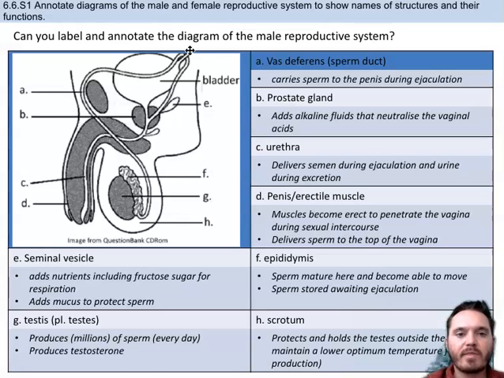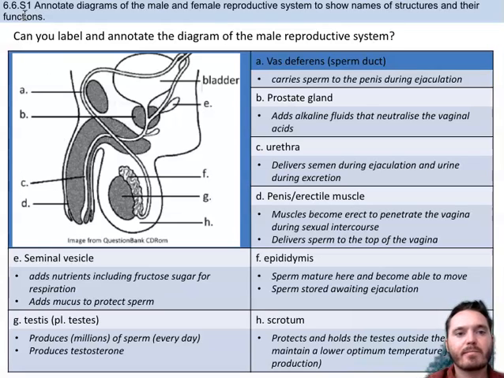Okay, so the sperm then goes again to the epididymis first. It's stored there, and then it is going to move through the vas deferens. The seminal vesicle adds some nutrients to the sperm. We have B over here, the prostate gland, that's going to add some alkaline fluids, again, to help the sperm be successful and survive. And then finally, it's going to move through the urethra and out through the penis over here.